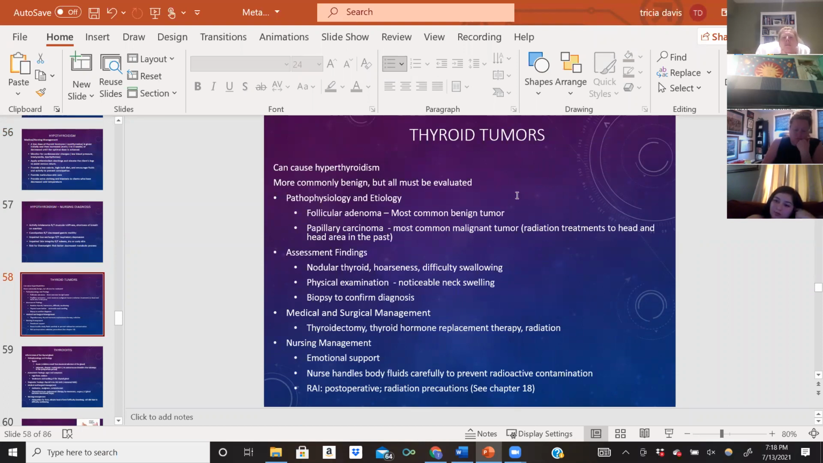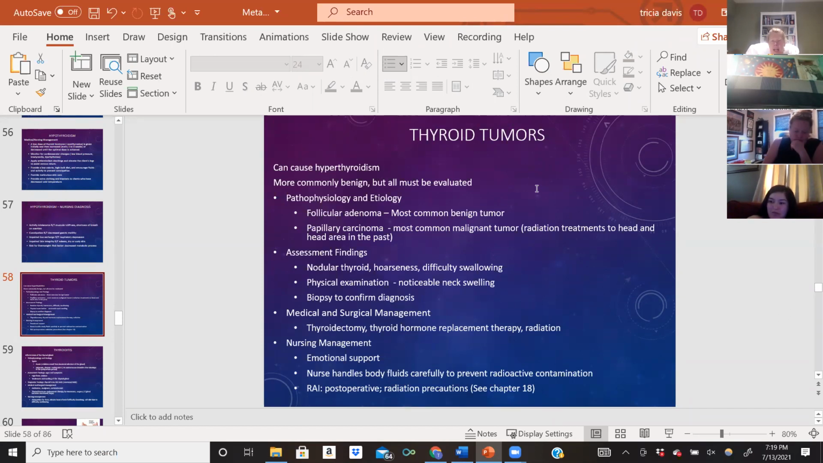All right, so some of our patients can develop tumors on their thyroid. So tumors on the thyroid can cause hyperthyroidism. Most of the tumors that we find are usually benign, but they all have to be evaluated. So if you are examining your patient and you feel a nodule on their thyroid, you have to refer them.